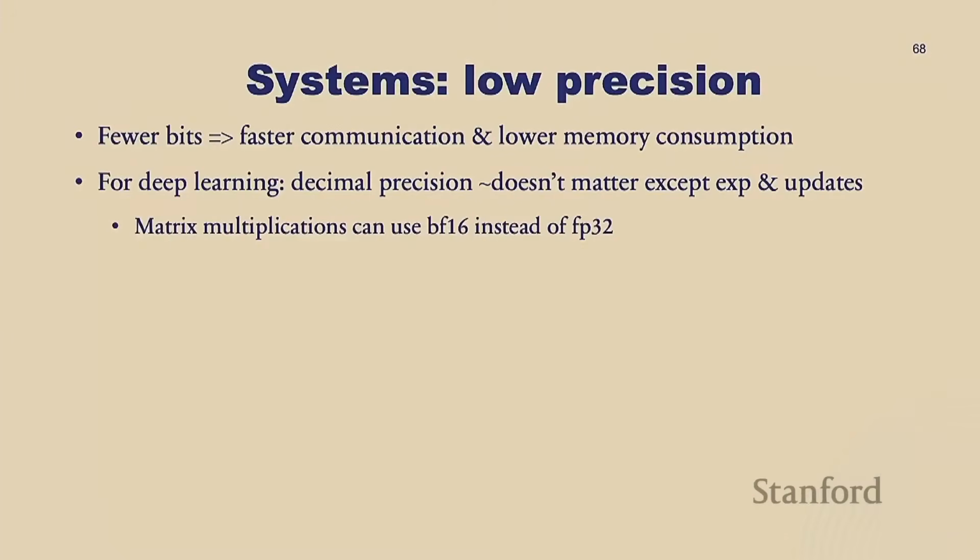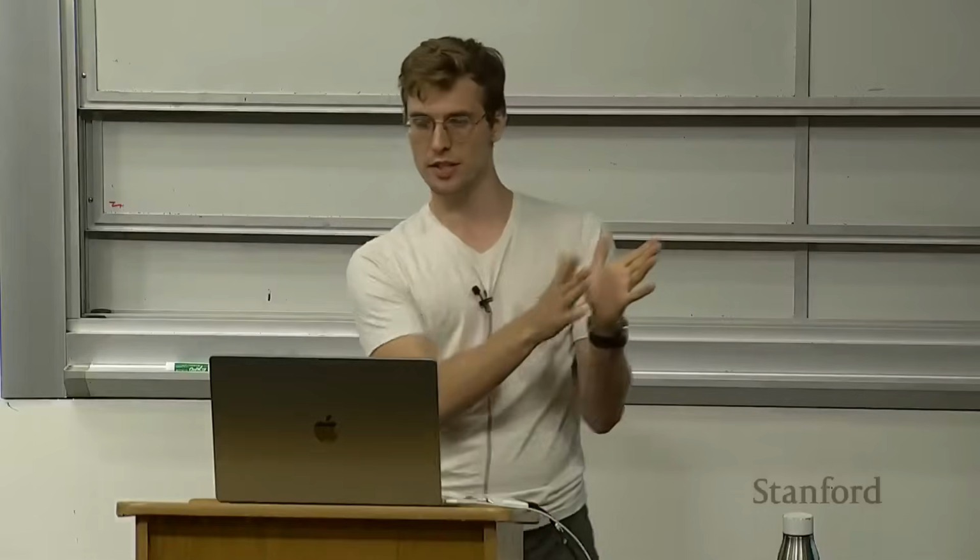So basically, instead of using 32 bits per float, which is what people used to use, or 64, for example, which is what you would use in other domains, you use 16 bits for matrix multiplication. So for every float, you use 16 bits. And for training, you have what we call automatic mixed precision, which is that some of the things are in 32 bits, others are in 16 bits.